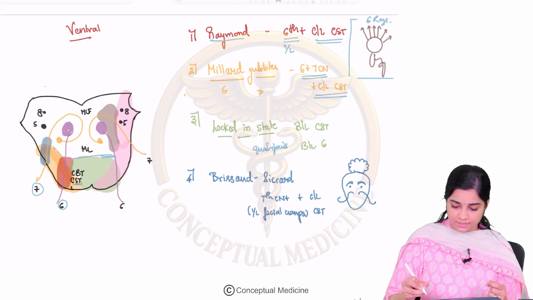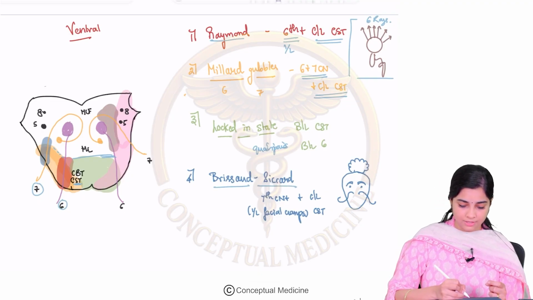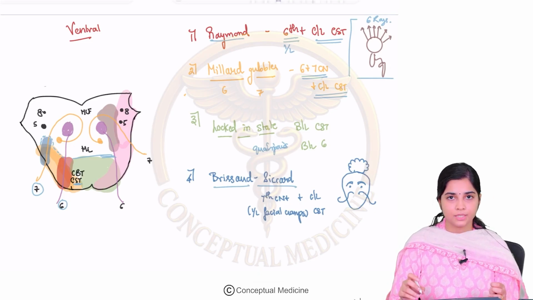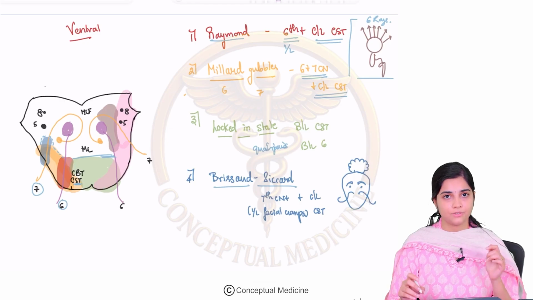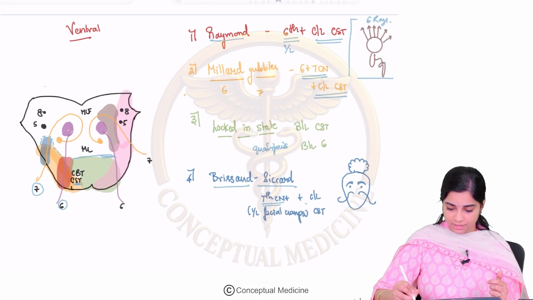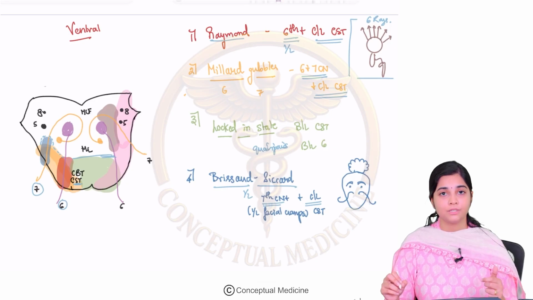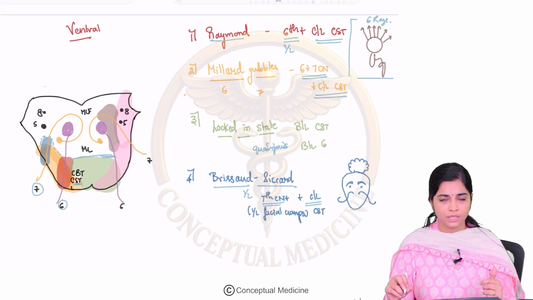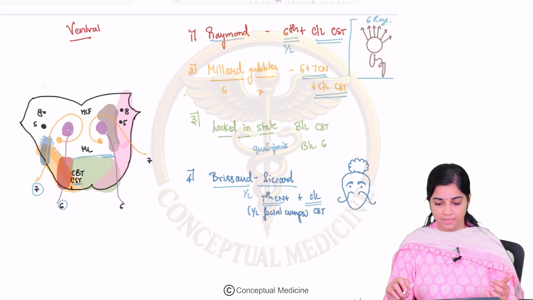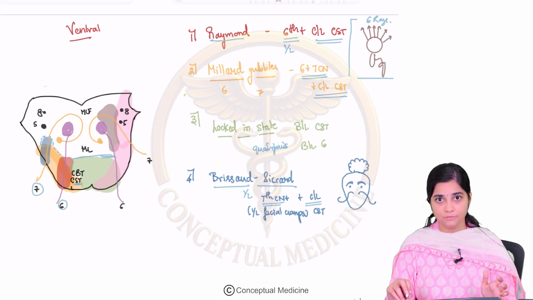Then remember Brissard-Sicard syndrome, which is highlighted in blue here. This is the other ventral pontine syndrome. It comprises 7th cranial nerve palsy with contralateral hemiplegia: ipsilateral 7th cranial nerve involvement with contralateral hemiplegia. How is it different from your Millard-Gubler? Because you do not have 6th cranial nerve involvement. You have only 7th cranial nerve involvement.